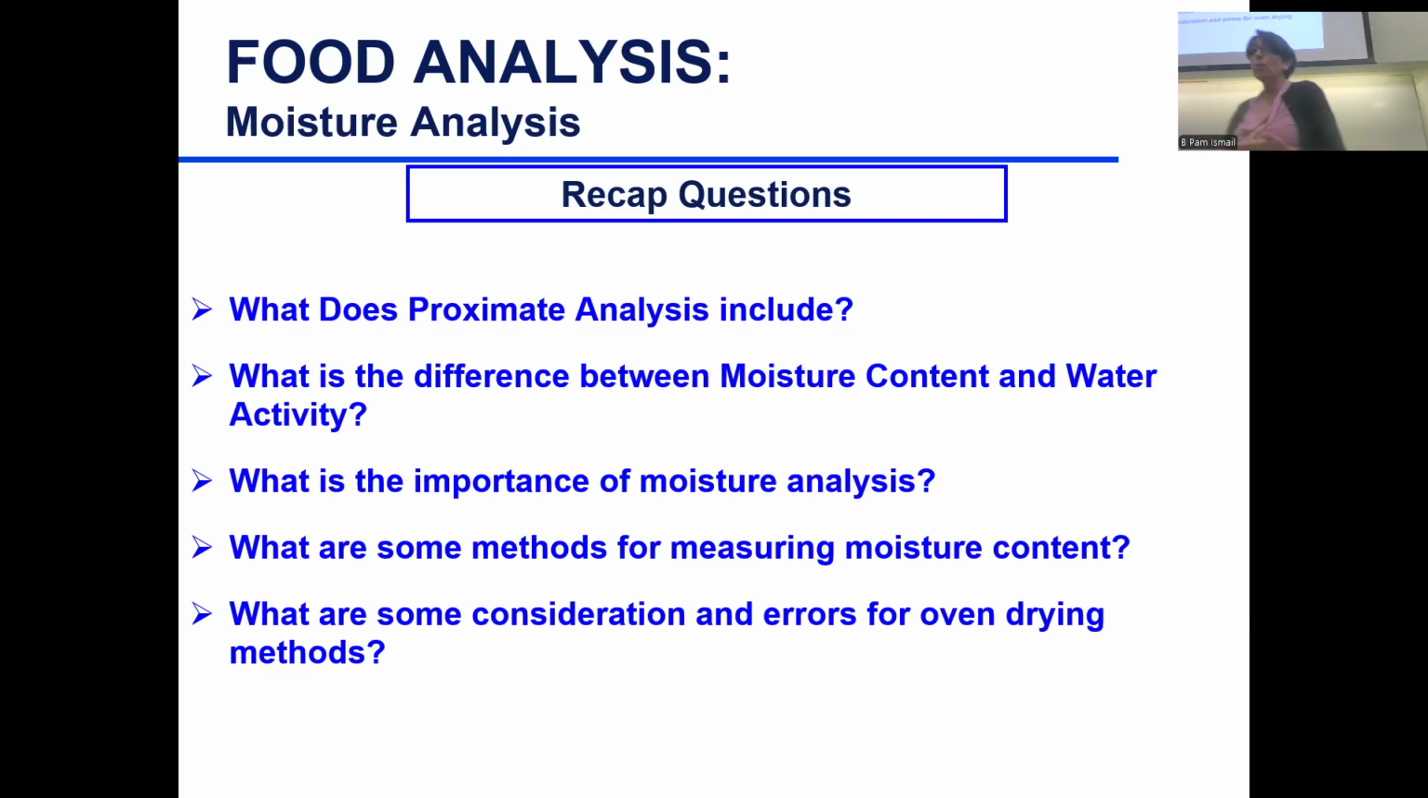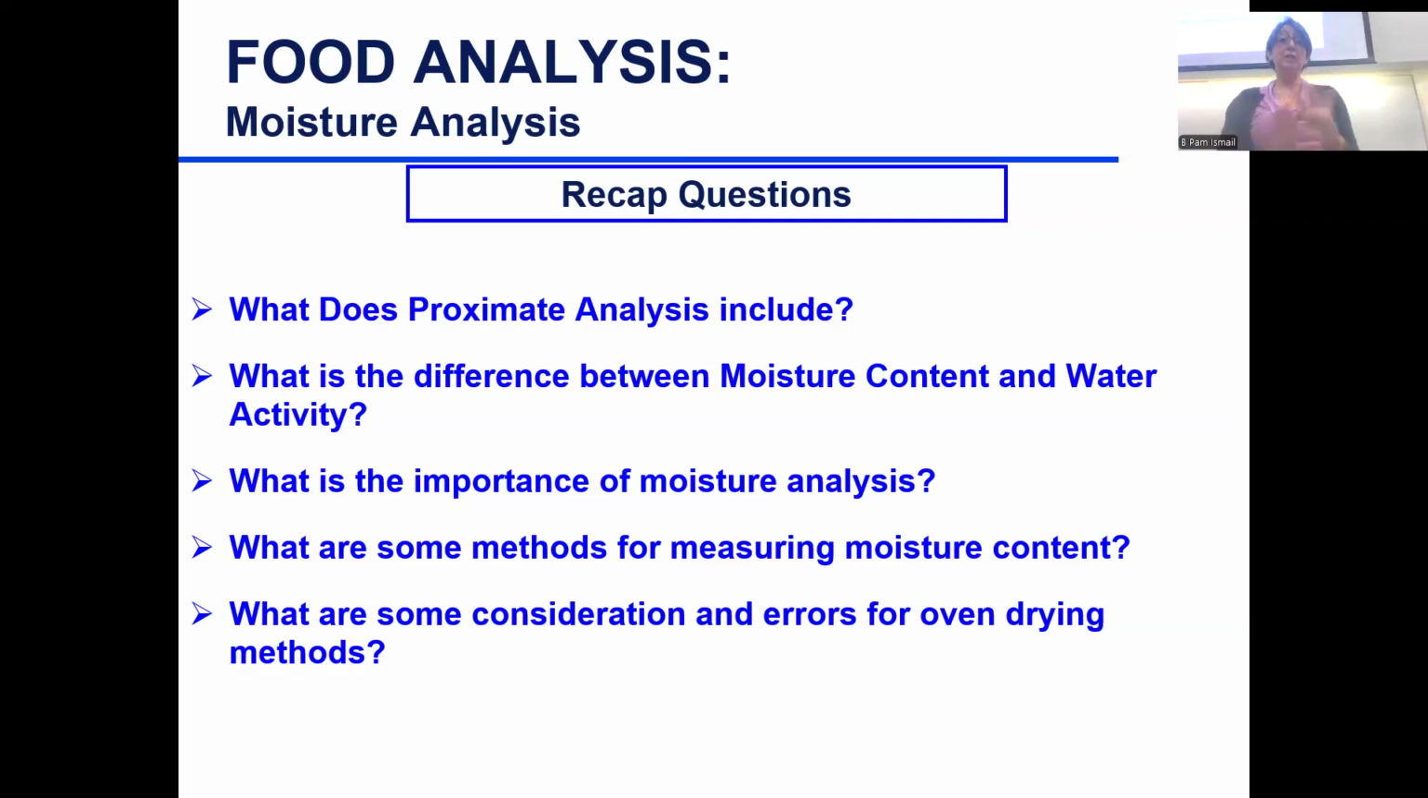Another important one is determination of standard of identity. Certain food products have a minimum and a maximum moisture content allowable. Also quality control and changes in processing. So all of these are reasons moisture analysis is important. The whole list is in your slides.